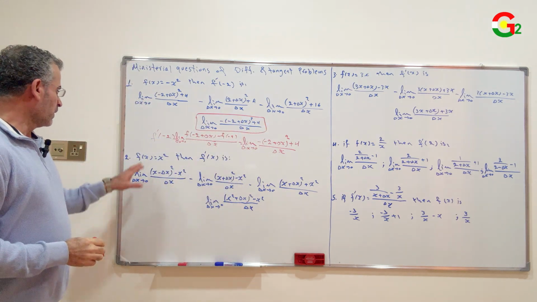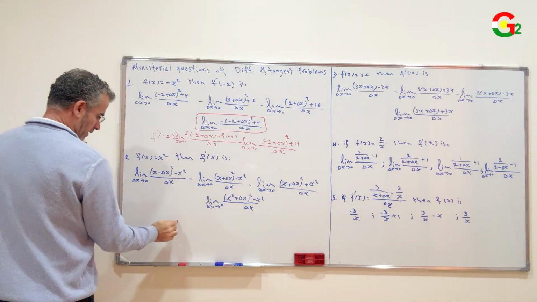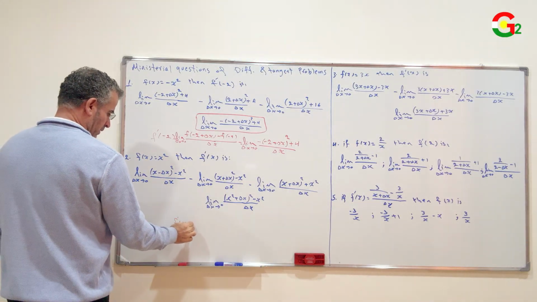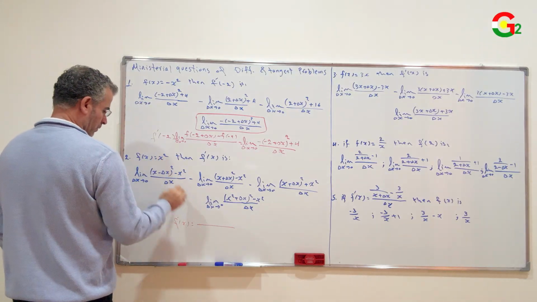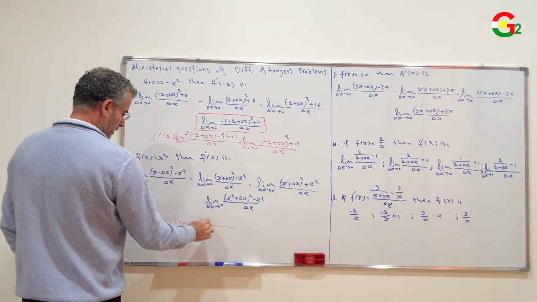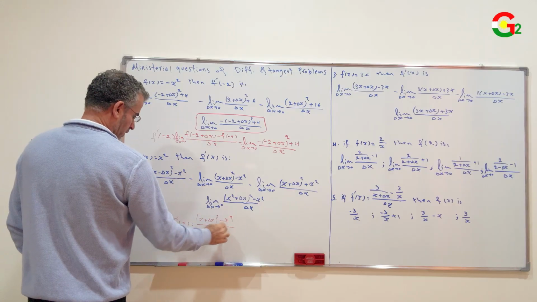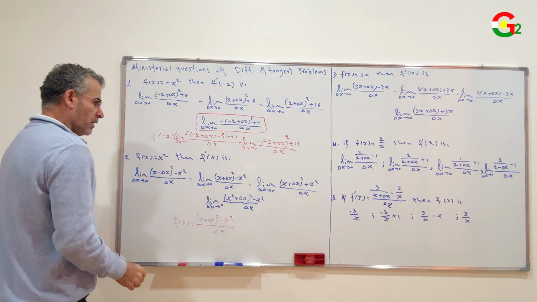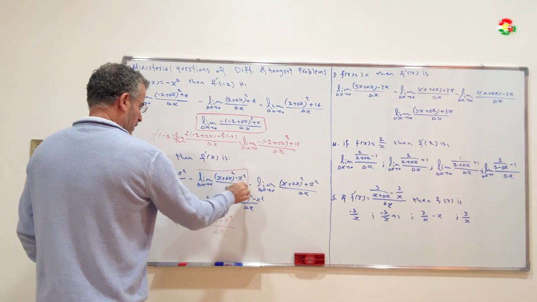Question number 2. If f of x equals x power 2, then f prime of x equals f of x plus delta x, depending on this function, x plus delta x squared minus f of x, x squared, over delta x. Then the right choice is B.